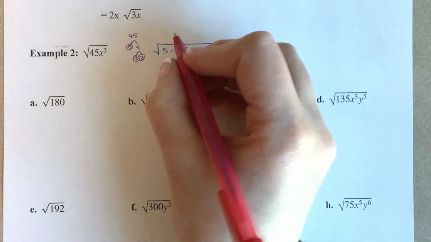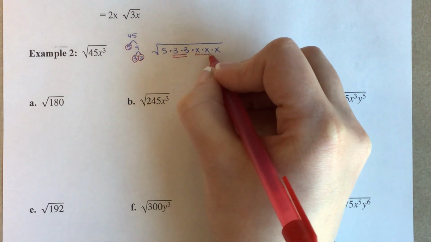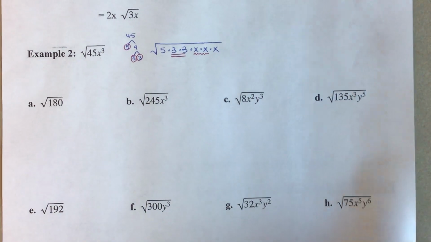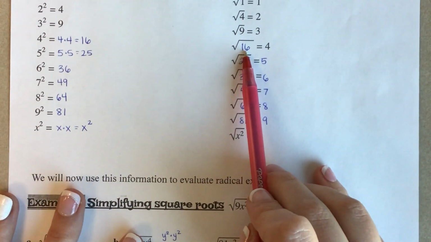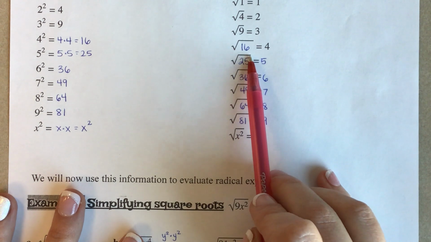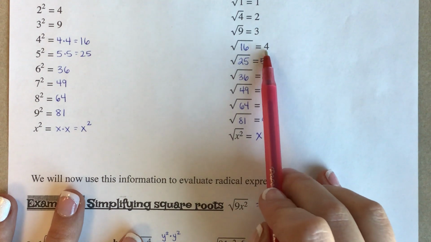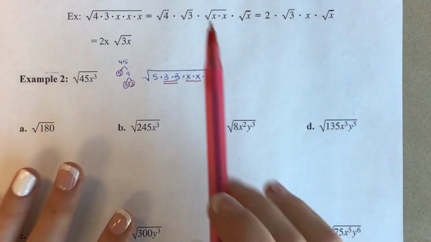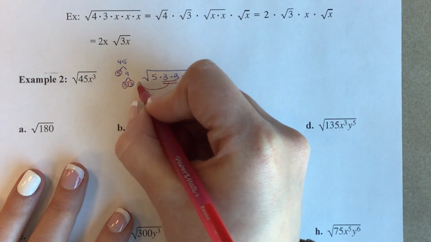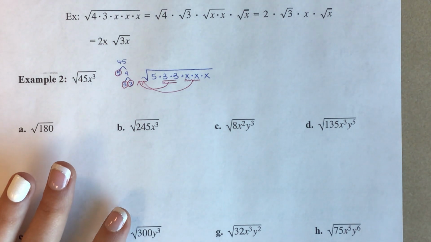Now what I'm looking for is pairs. So notice I have a pair of 3's and I have a pair of x's. Now the reason I'm looking for pairs is because remember what it means to square root something. The square root of 16 is 4 times 4. And so that would be the pair of 4's comes to the front. So notice how I always had pairs in this. So now I'm looking kind of like for a pair of socks in these guys. So this pair is going to come to the front. It gets to leave the radical. And this pair is going to come to the front and leave the radical.